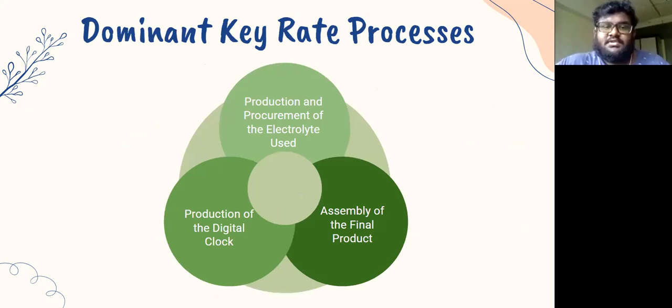Next we'll be looking at the dominant key rate processes when it comes to manufacturing our TikTok water clock. The first one is the production and procurement of the electrolyte used, which in our case is the Mr. Muscle drain declogger. The second one is the production of the digital clock unit itself, which is the unit that will eventually show the time. And the last one is the assembly of the final product. Next slide, please.